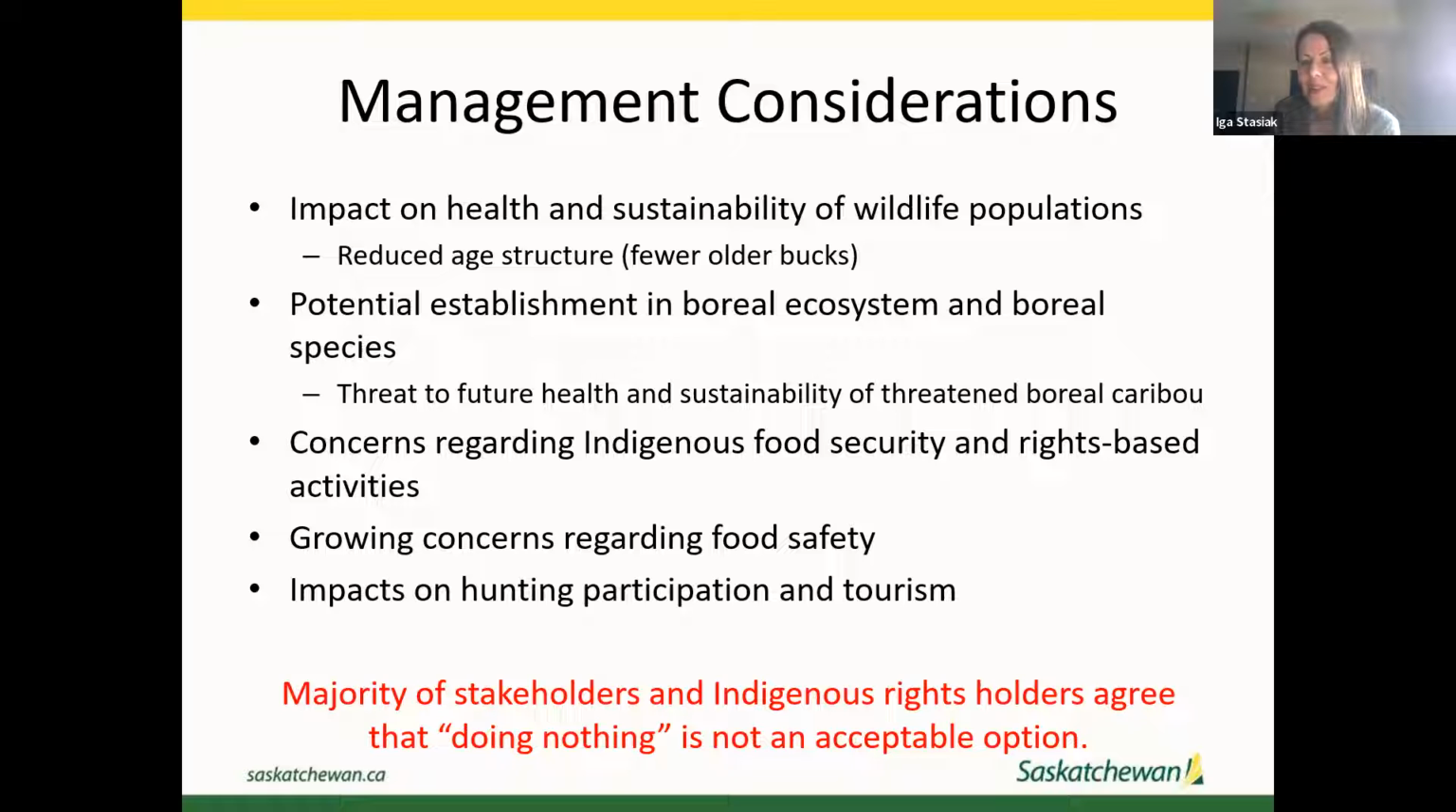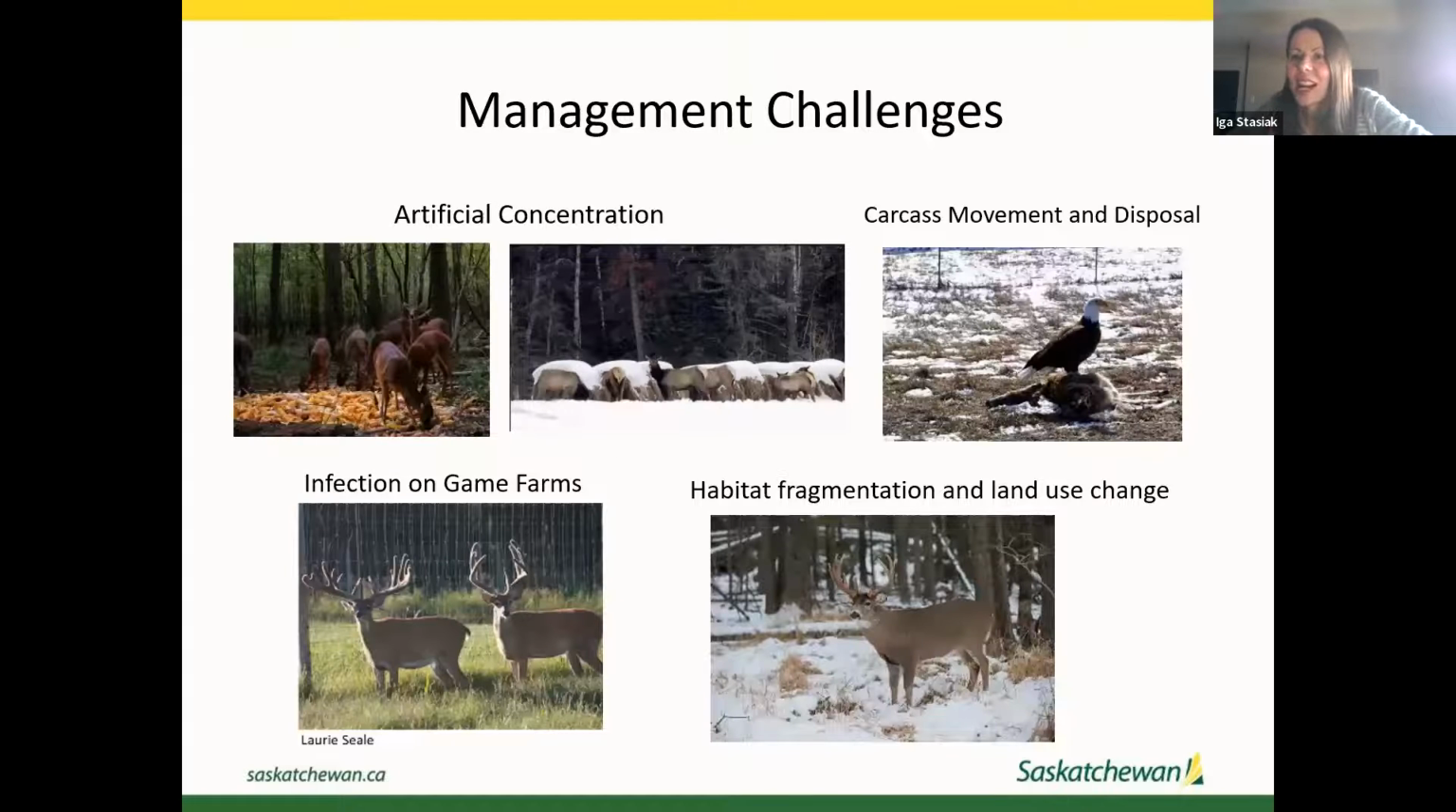So we've done some consultation, and it looks like a majority of our stakeholders and Indigenous rights holders feel like doing nothing is not an acceptable option. And so in that regard, what can we do? So first of all, there's a number of different challenges we're considering as far as factors that might impact transmission on the landscape. So there's a lot of ecological factors that are important here.